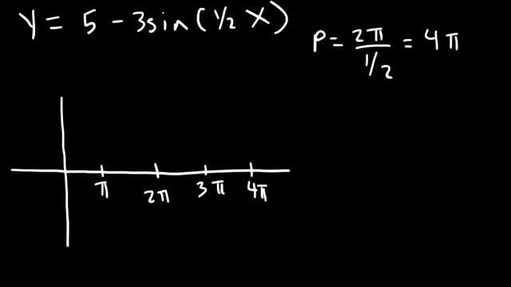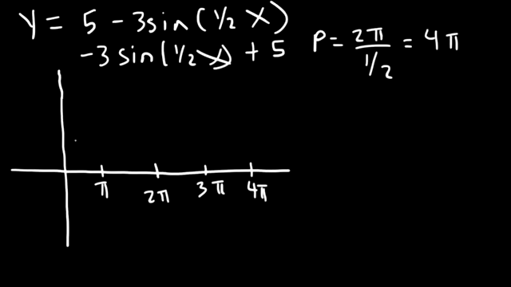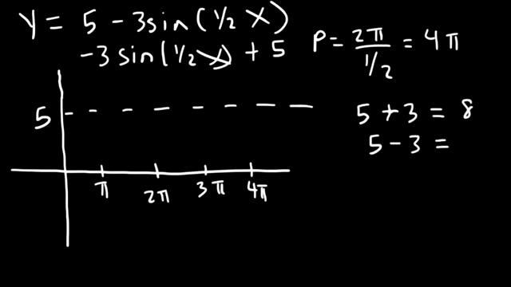Now, what is the vertical shift? Notice that this function is written in a strange order. If you want to, you can rewrite it like this. The vertical shift is positive 5. So let's say this is 5. Now to find the upper limit, let's start with the vertical shift and let's add the amplitude to it. 5 plus 3 is 8, and let's subtract it by the amplitude. 5 minus 3 is 2. So it's going to vary between 2 and 8. So that's the range.